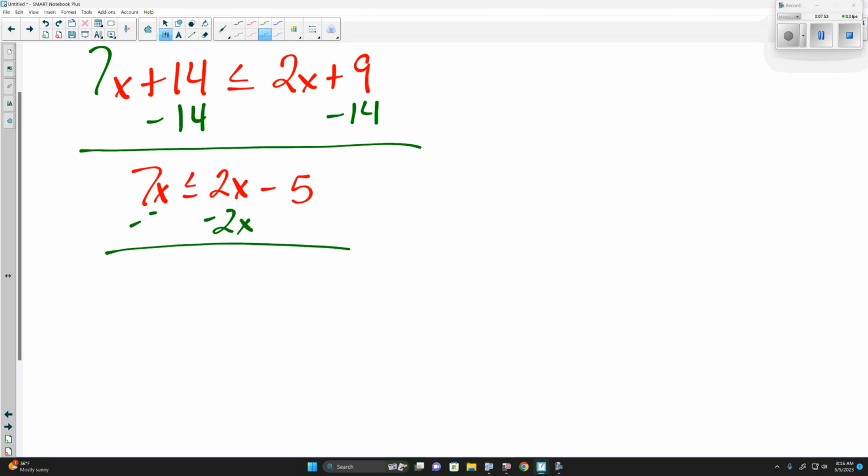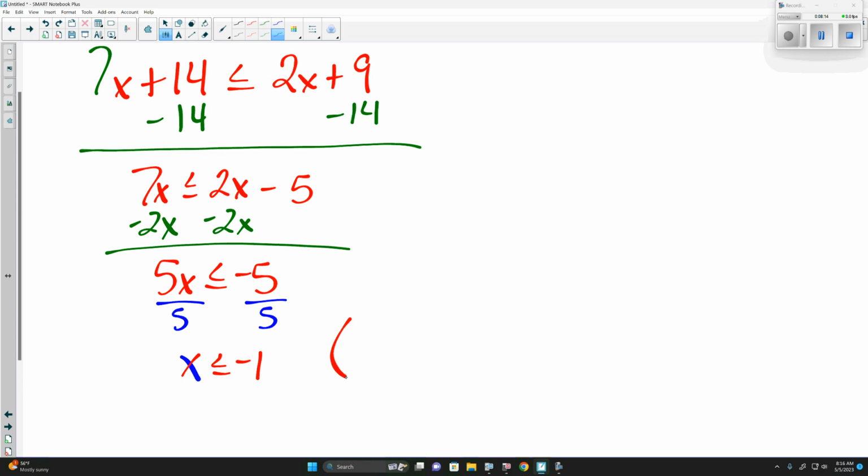Because then we'd subtract 2x from both sides. 5x is less than or equal to negative 5. Divide both sides by 5, and we have this here. So it's telling us that x is in negative infinity, comma, negative 1.